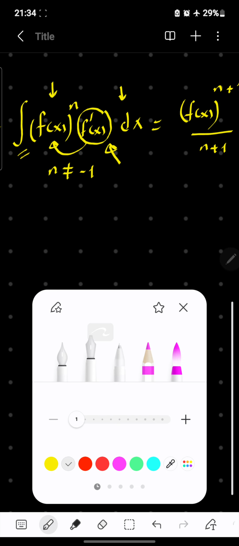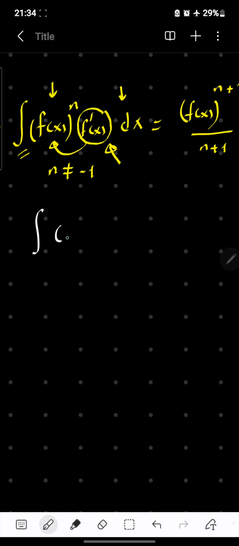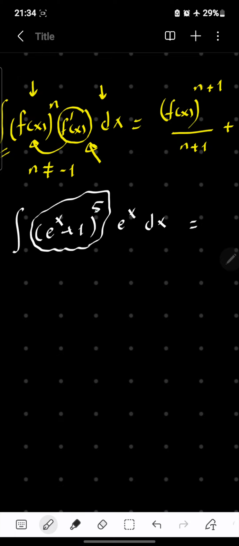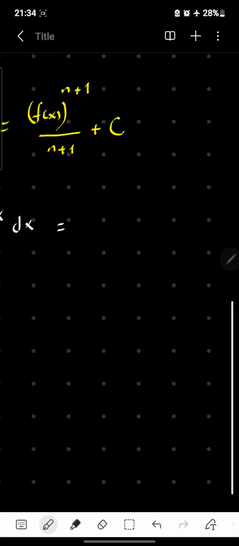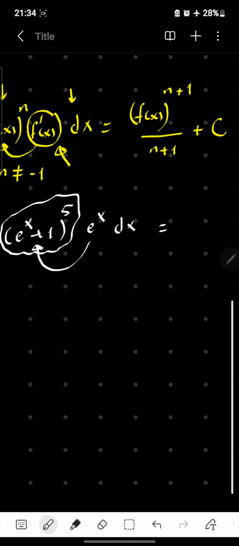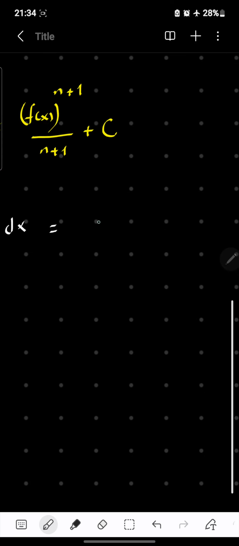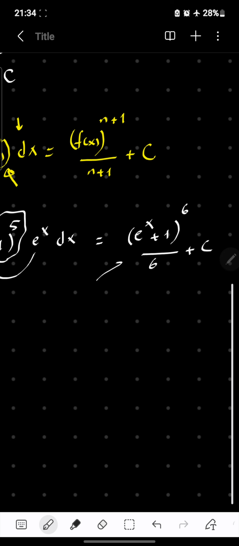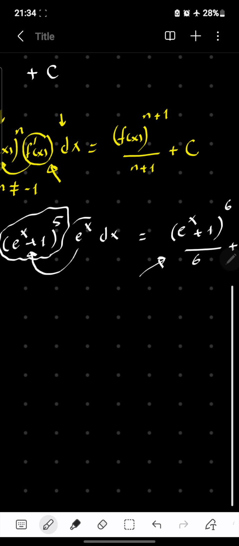So if I have an example like this one, the integral of e power x plus 1, all to the power 5, times e power x dx, we can apply the power rule because we have a function to the power 5 and we have the derivative of the inner function, e power x plus 1. So the antiderivative of this function will be e power x plus 1 power 6 over 6. I will say it again: we cannot do the antiderivative process if e power x is not here.